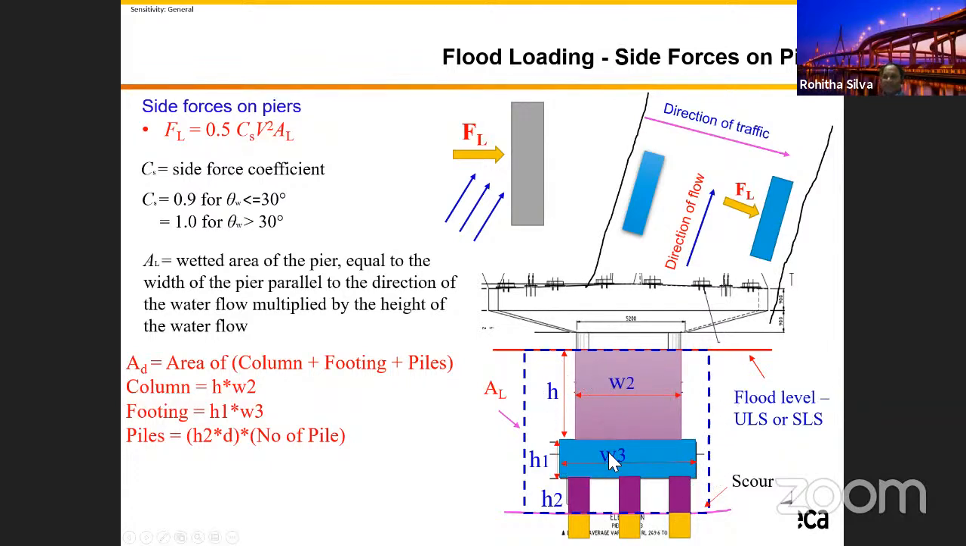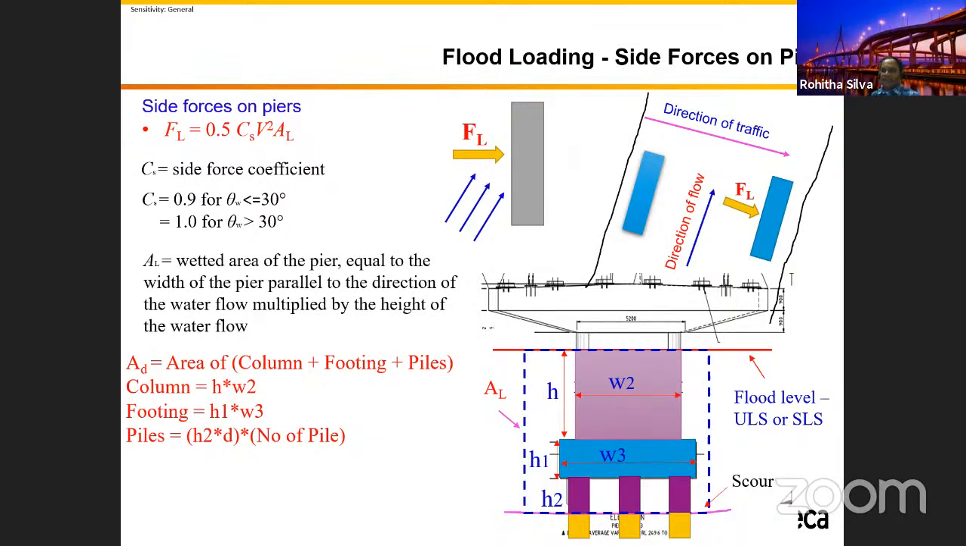And then I have these areas I marked for you. Yeah. Again, this one is 0.5 CS V squared AL. The area is the exposed area. That area is significantly large compared to the drag force area. The AS 5100 has given this value quite conservatively as 0.9 if the angle of the direction is less than 30 degrees.